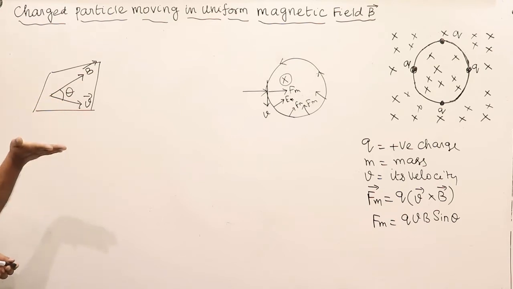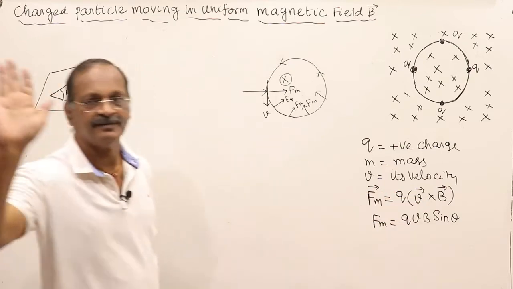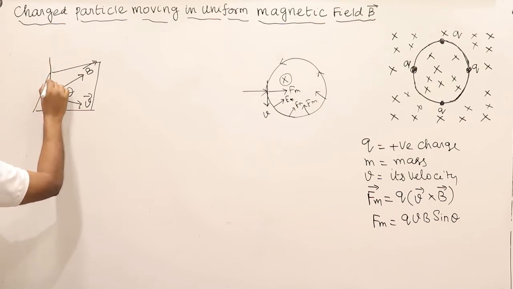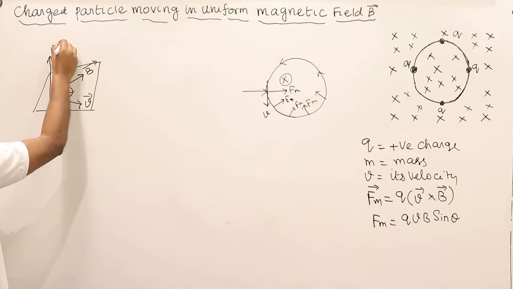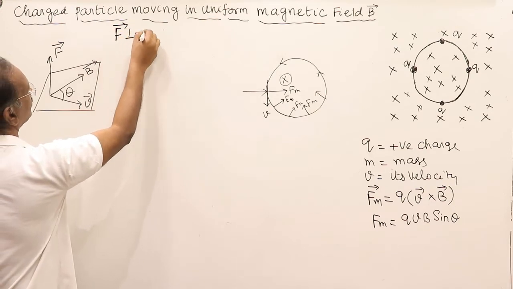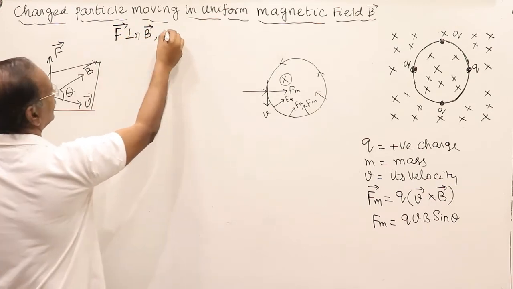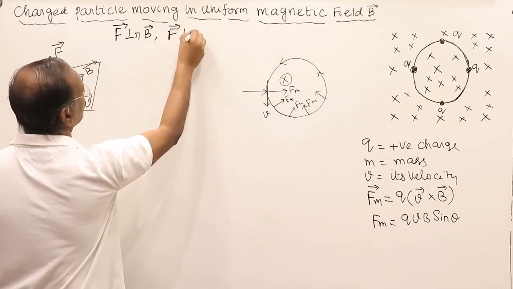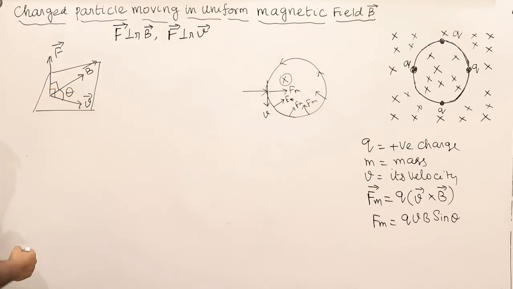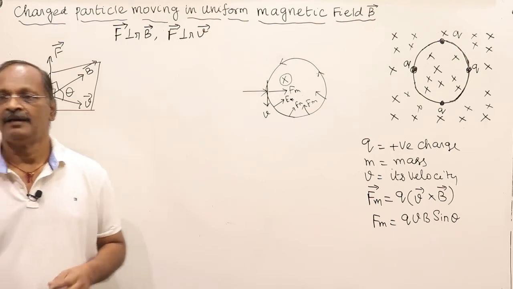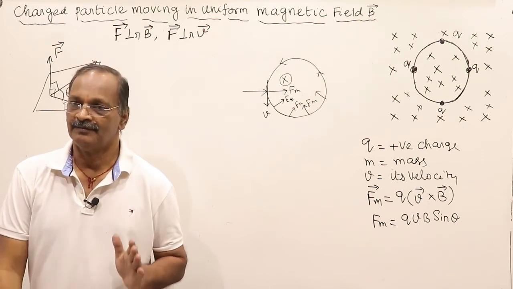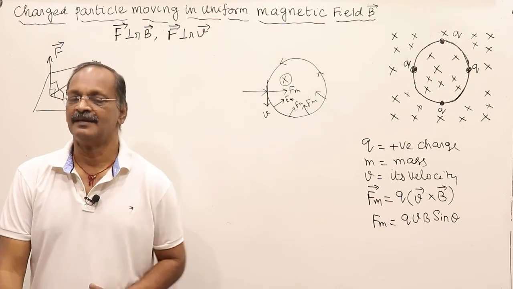By the right hand thumb rule, we move from V to B with the right hand palm rule, and the magnetic force will be in the upward direction. This we have repeated. Also, the magnetic force is perpendicular to the magnetic field, and the magnetic force is perpendicular to the velocity of the particle. So the direction of force is always perpendicular to the velocity vector and the magnetic field vector.